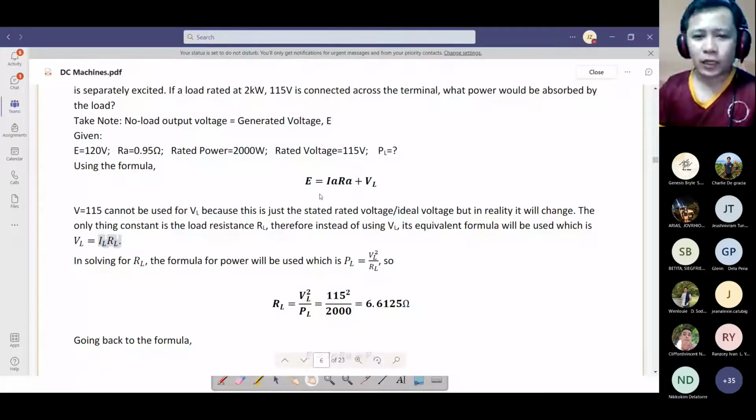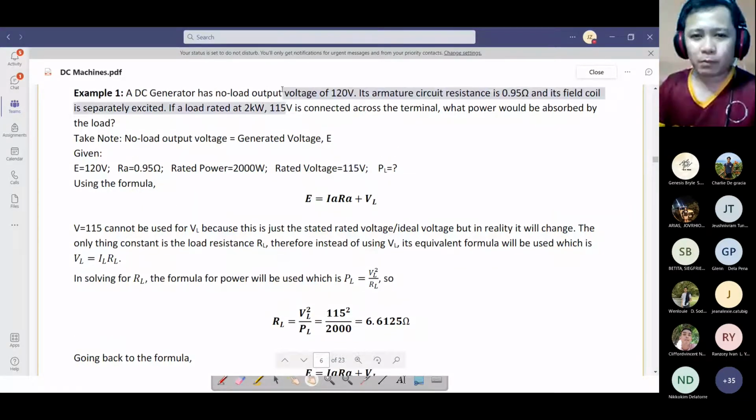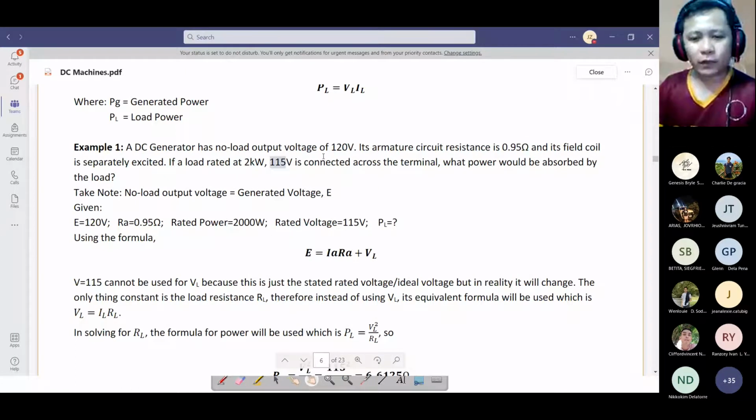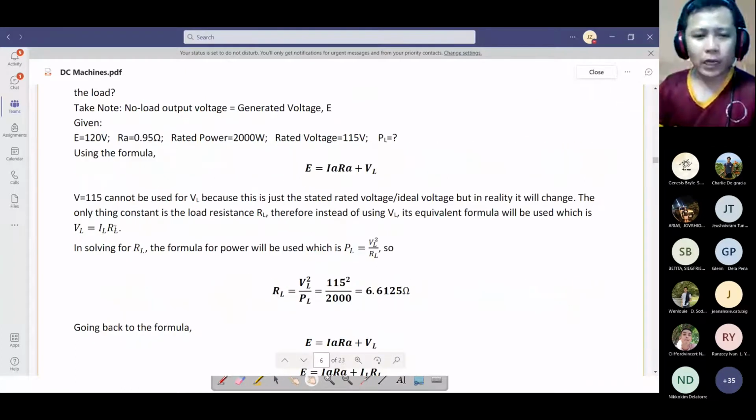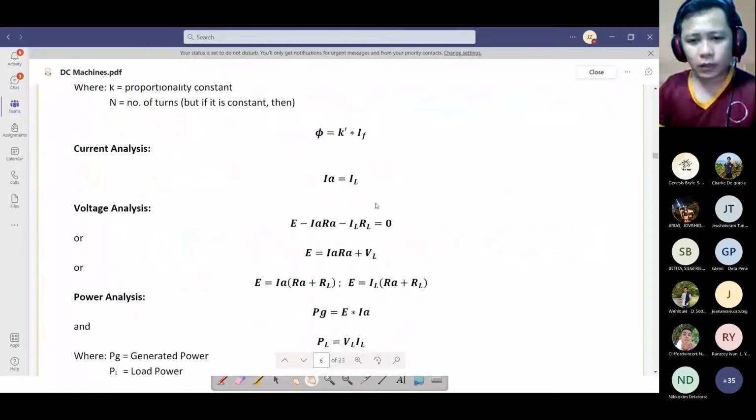Okay? So, instead ng formula E equals IARA plus VL, we will not directly use VL equals 115 volts because, again, the problem did not state that our load has been working at 115 volts. So, we will use ILRL. Okay? So, kani siya, no?